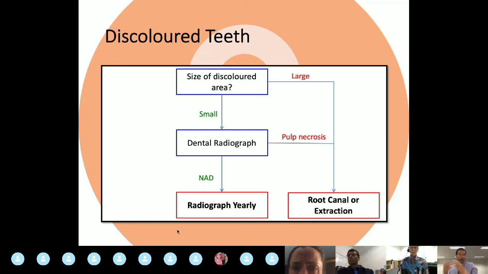However, if the discoloration is a large area and it's a purple or a gray discoloration, then it's very likely that that tooth is dead. I would recommend a root canal or an extraction.